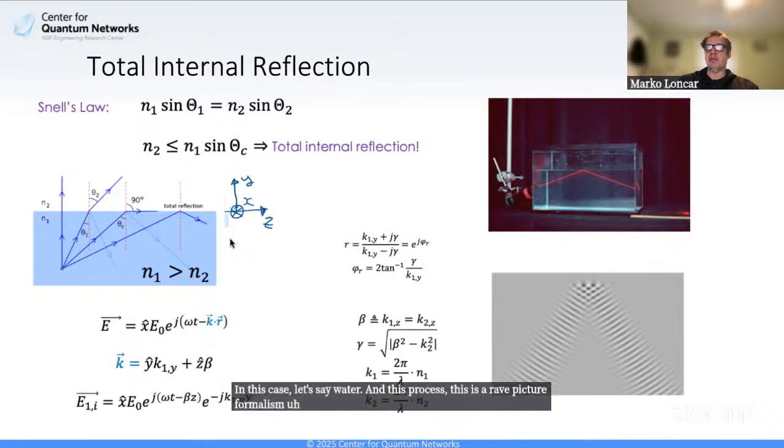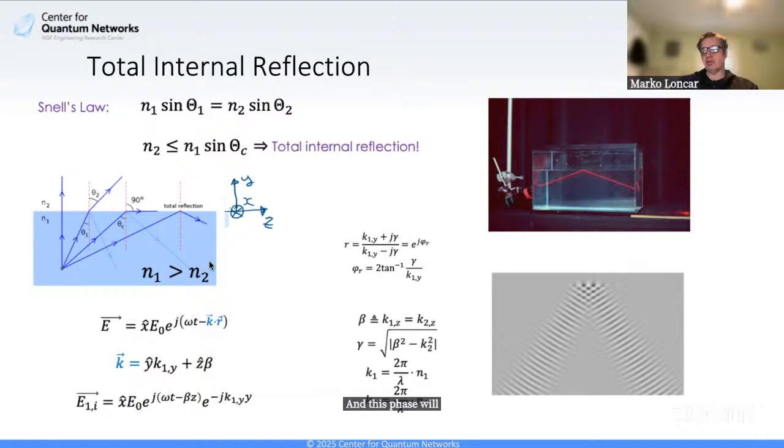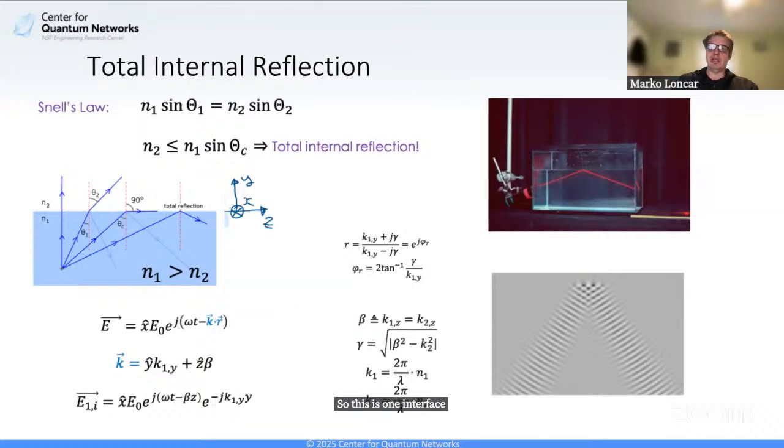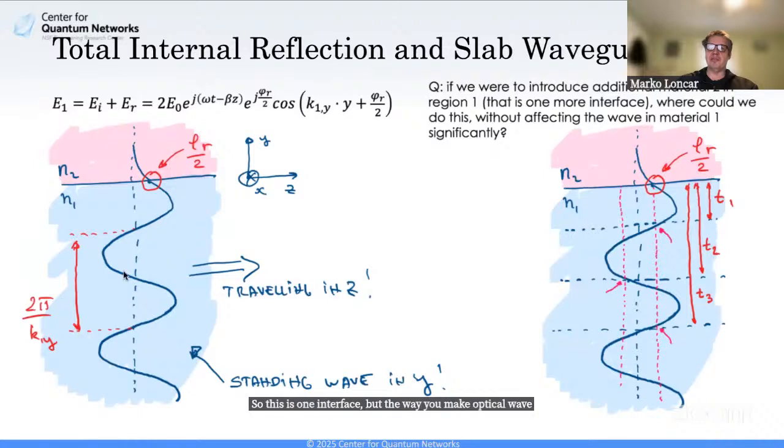In reality, in terms of Maxwell's equations, you find out there is actually a phase associated with this reflection, and this phase will pop up here and there because I copy-pasted slides from our grad course. So I just want to mention this as a disclaimer. And you can see here that the light is not instantly reflected. It almost penetrates a little bit, there's going to be an evanescent field on the other side, and then it comes back. Okay. So this is one interface, but the way you make an optical waveguide is you put two interfaces together.